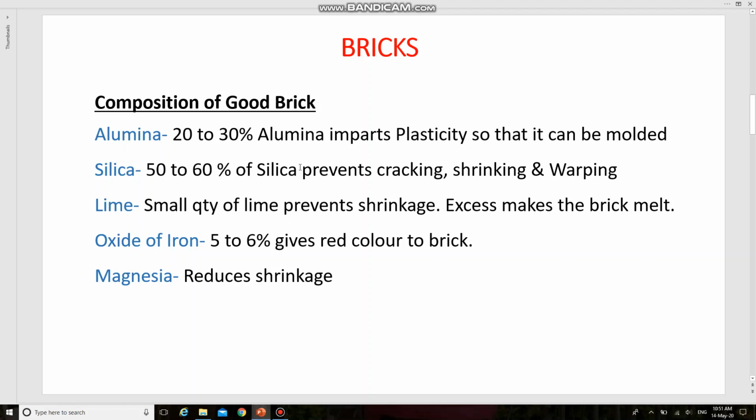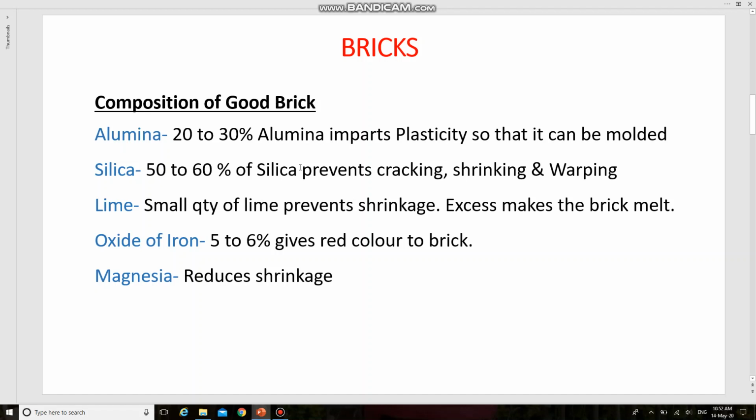It prevents shrinkage of raw bricks. If it is in excess, it will cause the brick to melt and its shape is lost. If lumps of lime are present in the brick earth, these are converted into quicklime after burning, and this quicklime slakes and expands in presence of moisture. This will result in splitting of brick into pieces.